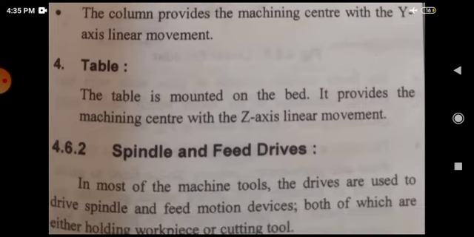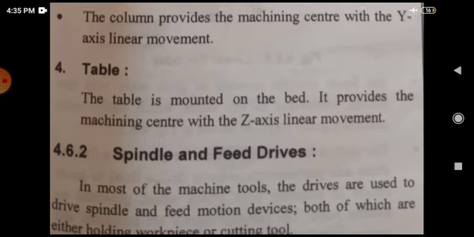The table is what? The table is mounted on the bed. It provides the machining center with the Z axis linear movement. Spindle and feed drives.